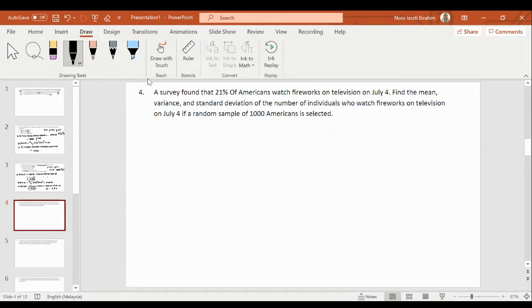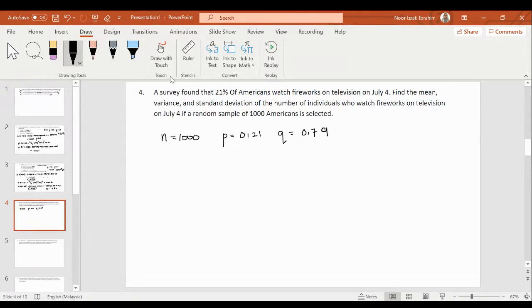Number 4. A survey found that 21% of Americans watch fireworks on television on July 4th. Find the mean, variance and standard deviation of the number of individuals who watch fireworks on television if a random sample of 1,000 is selected. So n equals 1,000. p, the probability or percentage of Americans that watch the fireworks, is 21%, 0.21. This automatically gives us q, 1 minus 0.21, which is 0.79.